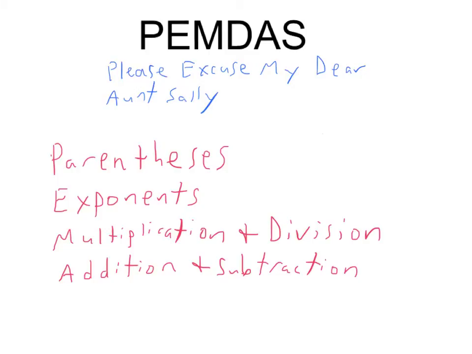They stand for parentheses, exponents, multiplication and division, and then addition and subtraction. Now it's really important to look here, and I hope you're writing this down in your notes, that multiplication and division are on the same line. They're on the same line because they're worth the same. One of them does not have to come before the other, and because of that, we need to go left to right.